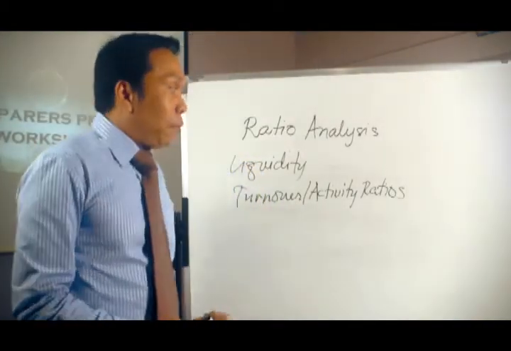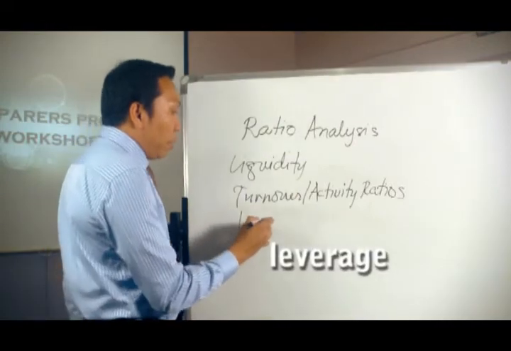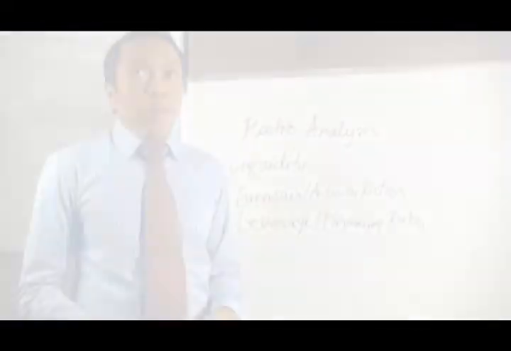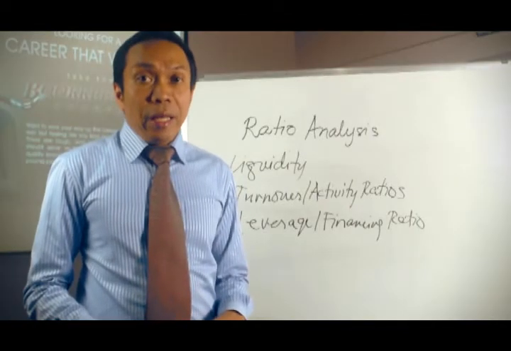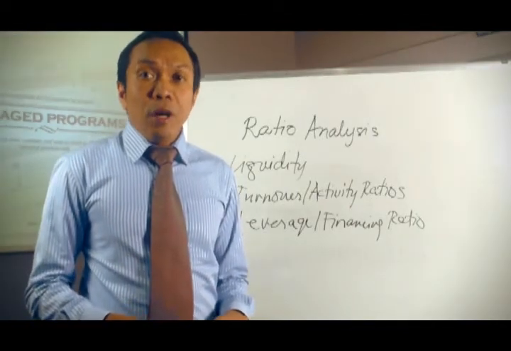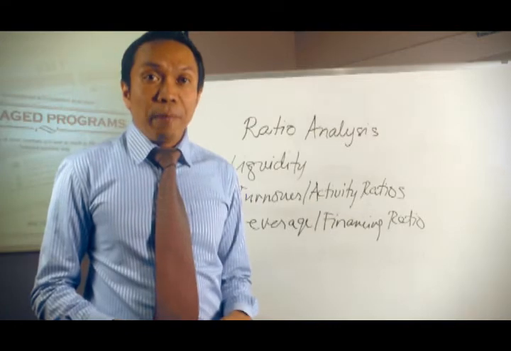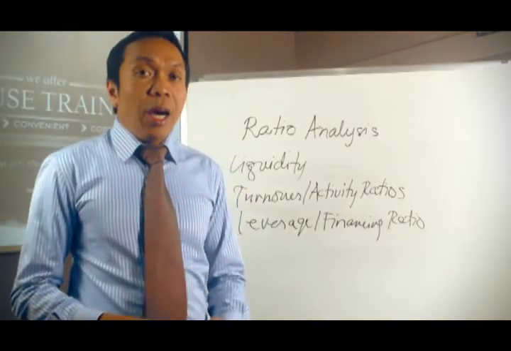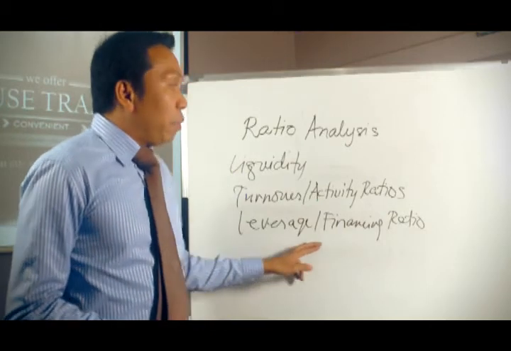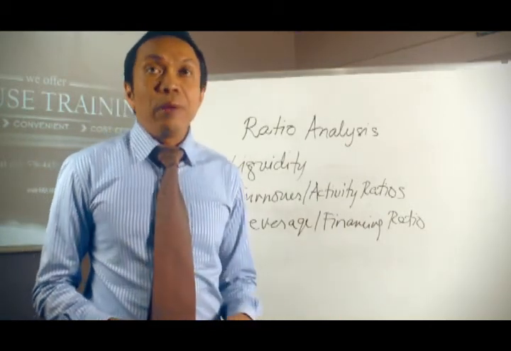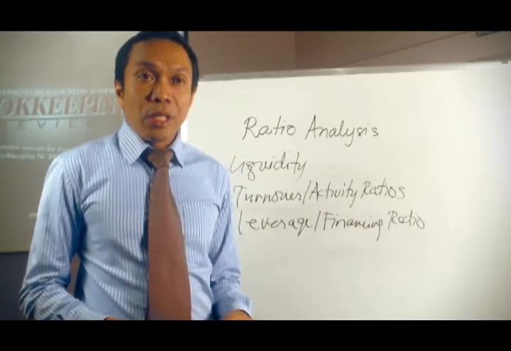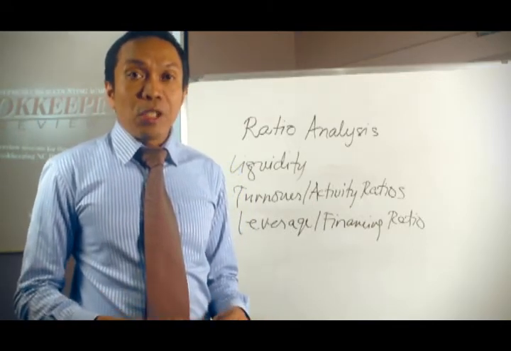The third classification of ratios is leverage or financing ratios. The ability of the company to pay both its short-term and long-term obligations are measured. Like for example, banks or creditors are particularly interested in leverage and financing ratios because they would like to know if their debtors or prospective debtors would be able to pay their obligations.